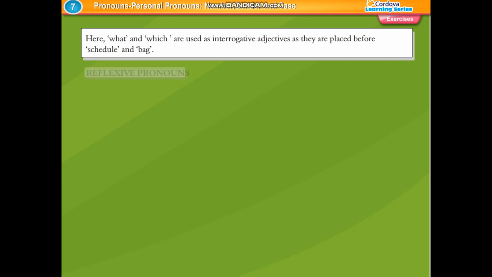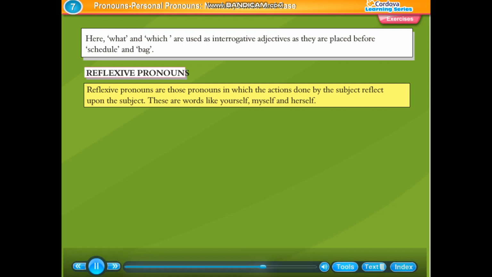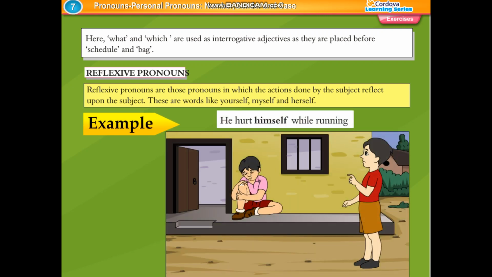Schedule, and bag. Reflexive pronouns. Reflexive pronouns are those pronouns in which the actions done by the subject reflect upon the subject. These are words like yourself, myself, and herself. Example, he hurt himself while running.